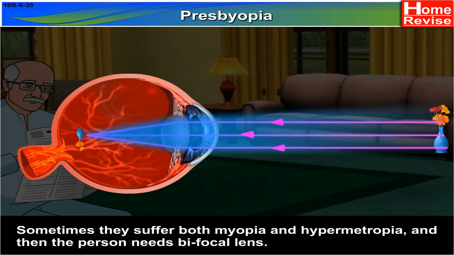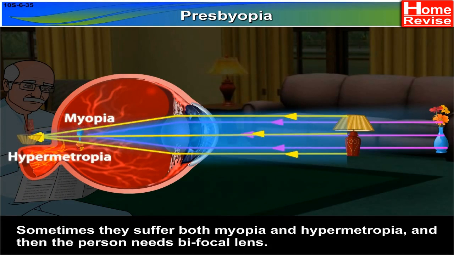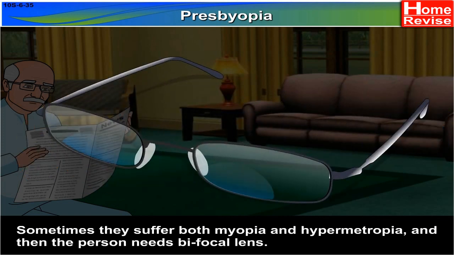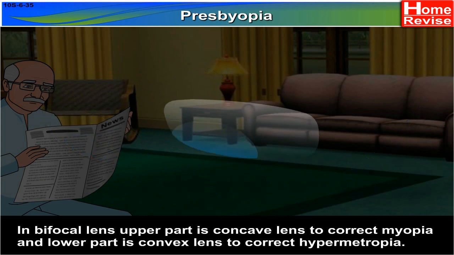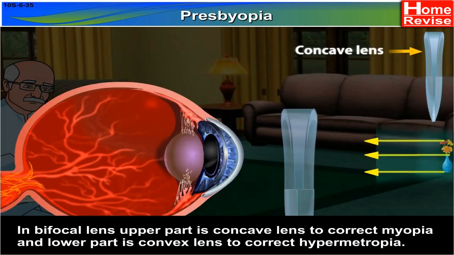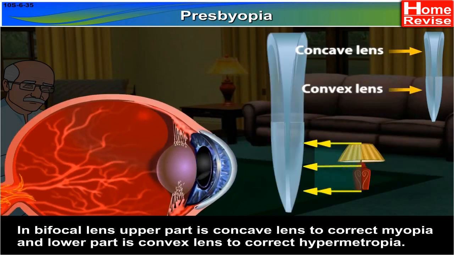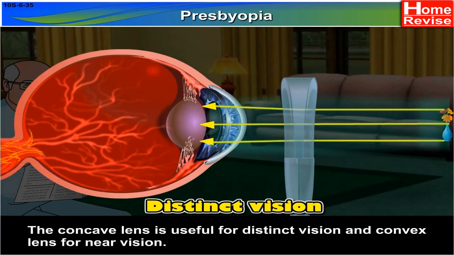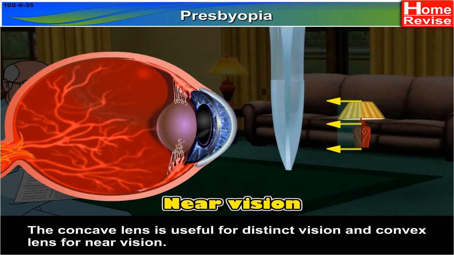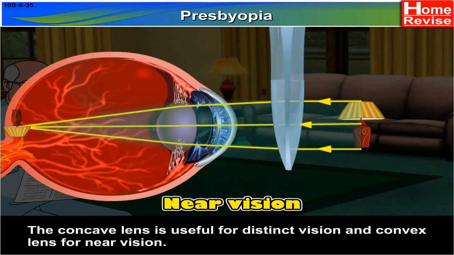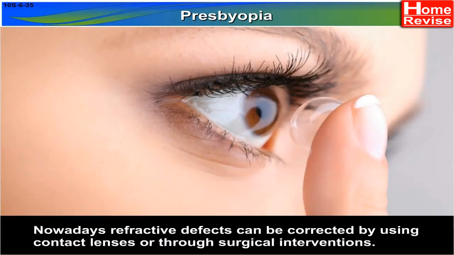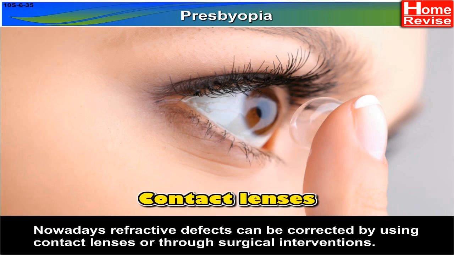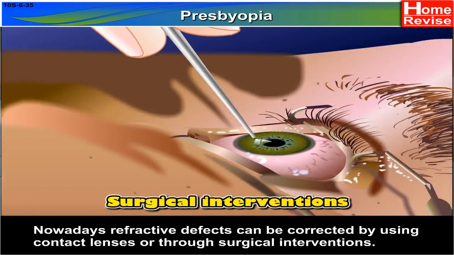Sometimes they suffer both myopia and hypermetropia, and then the person needs bifocal lens. In bifocal lens, upper part is concave lens to correct myopia and lower part is convex lens to correct hypermetropia. The concave lens is useful for distant vision and convex lens for near vision. Nowadays, refractive defects can be corrected by using contact lenses or through surgical interventions.